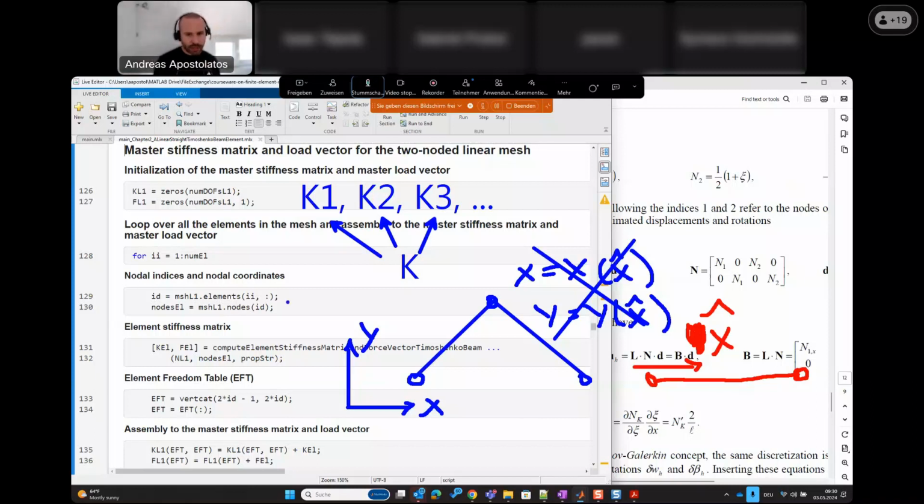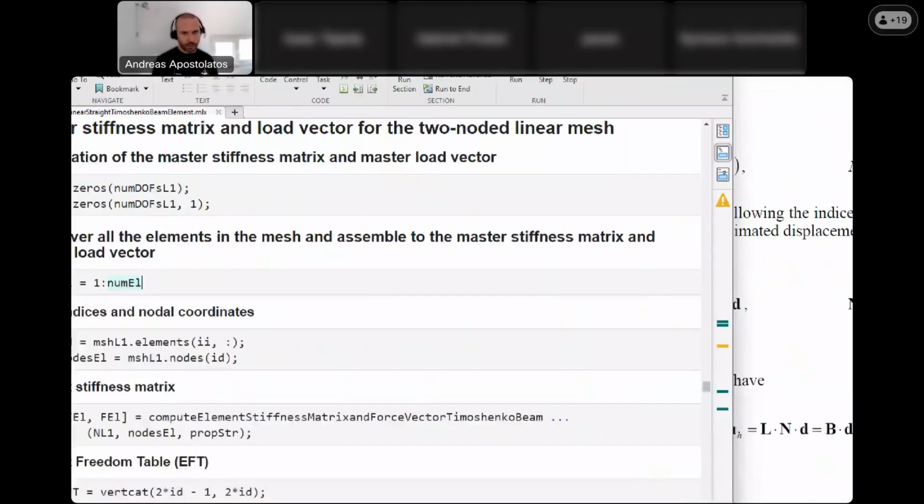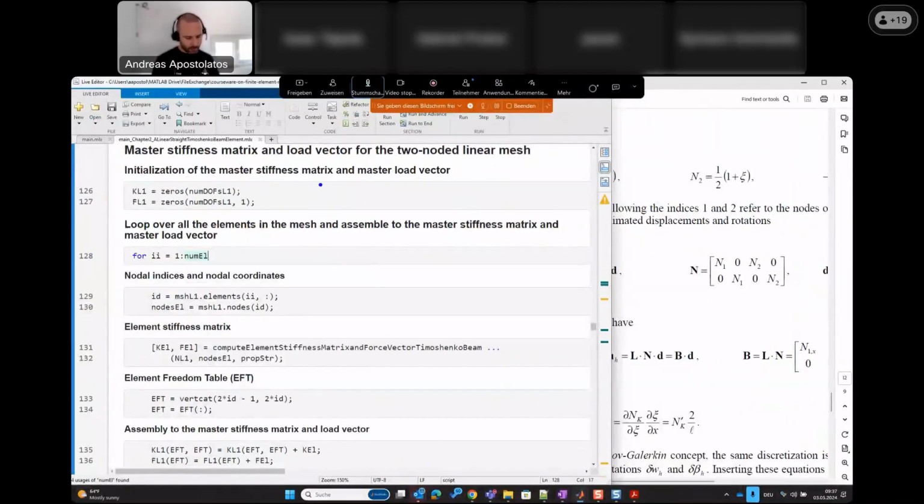All right, let me go to the chat now. There is some message on the chat. And let's see what we have here. Okay, so Finlay said the right thing. Here we have the so-called element freedom tables. So if we have a set of matrices here, K1, K2, K3, and so on and so forth, and we want to assemble this all into the master stiffness matrix K, we need the element freedom tables.